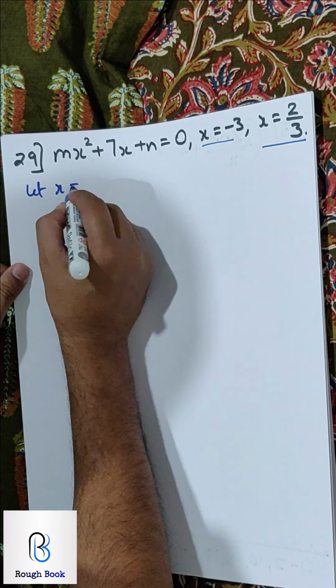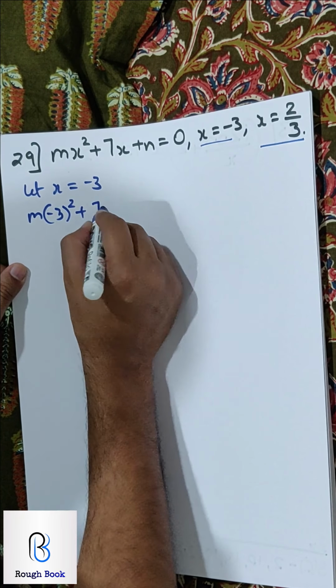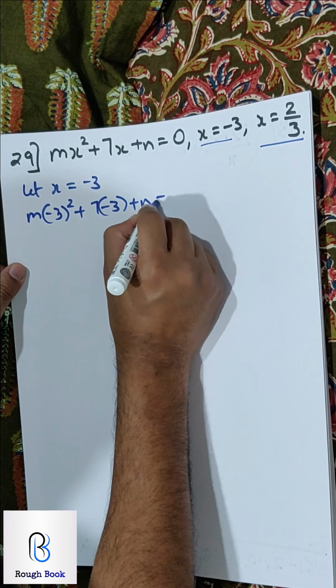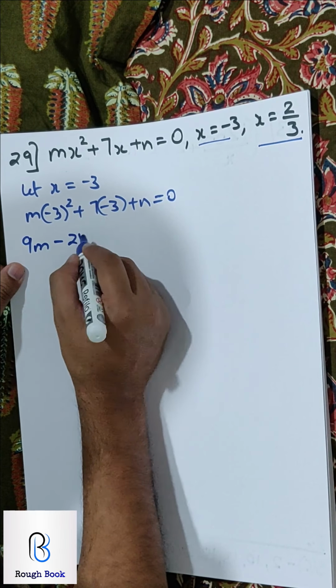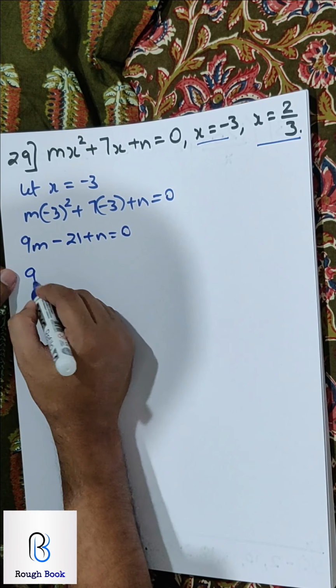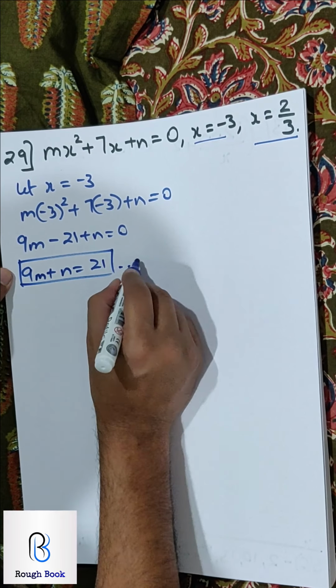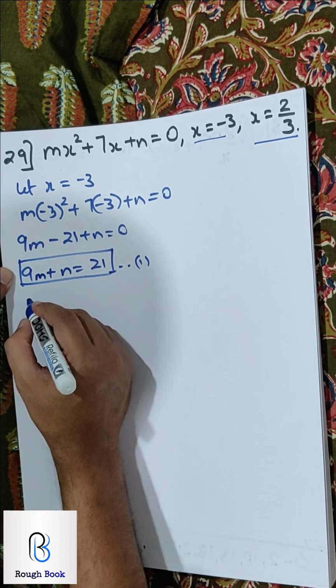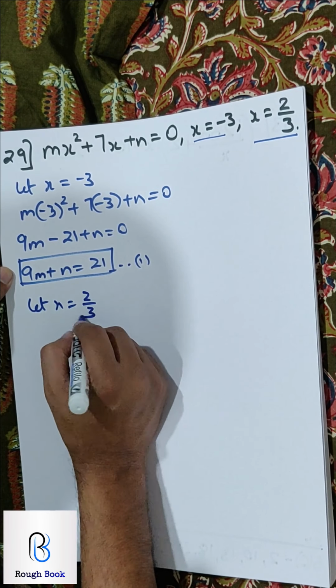So let x is equal to minus 3. So m minus 3 square, 7 minus 3 plus n, 0. So I will get 9m minus 21 plus n. So 9m plus n, 21. Anyone getting this as their first equation? Cool. Now let x is equal to 2 by 3.